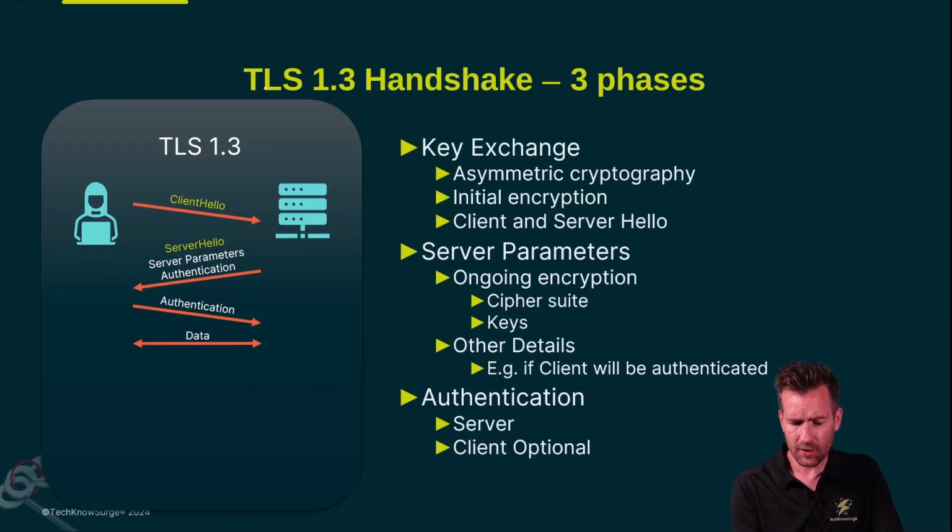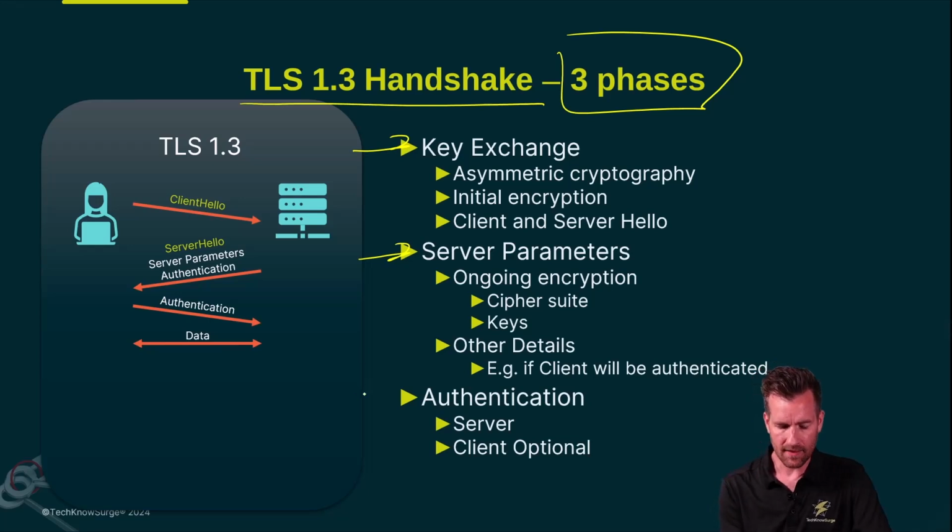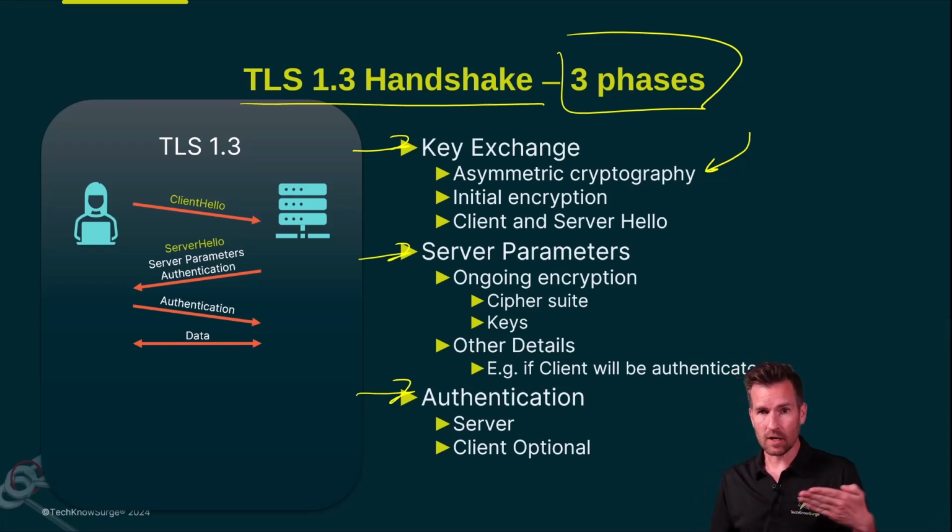The handshake for TLS 1.3 can be thought of as three different phases. First of all, we have the key exchange, then we get into the server parameters, and then the authentication piece. The key exchange is that asymmetric cryptography. This is that initial encryption, sending encrypted data much sooner in the process. So that's the initial key exchange.